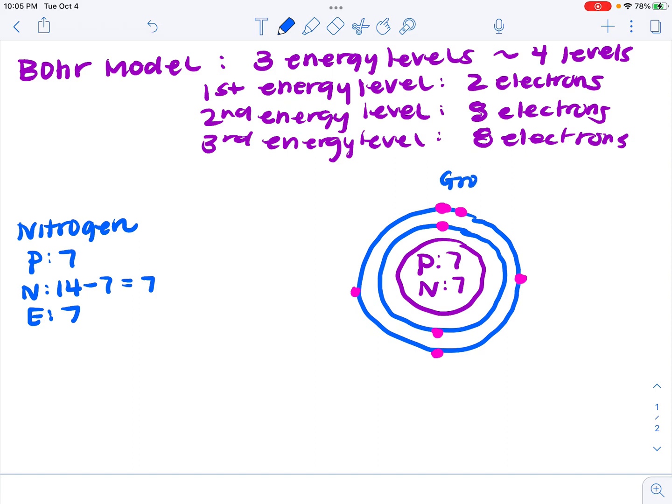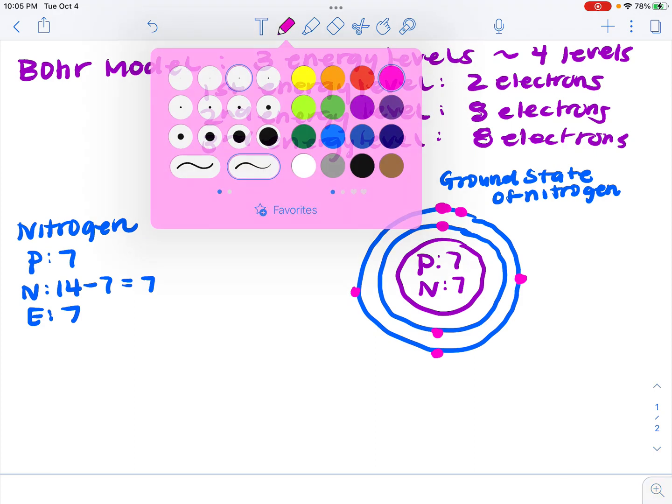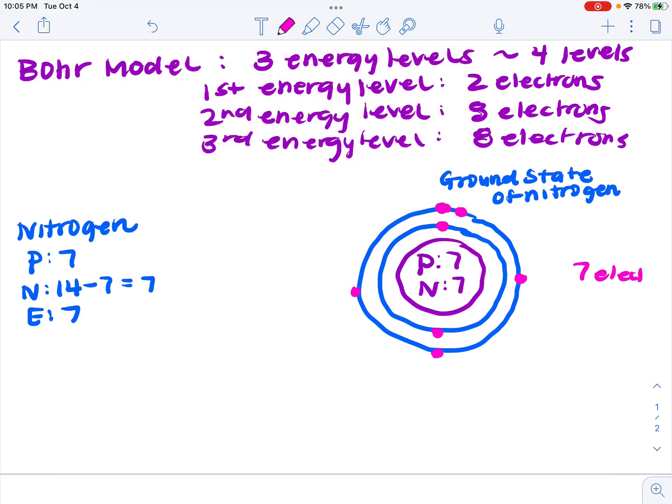This is what I mean by the ground state of nitrogen. The electrons are arranged normally. It has 7 electrons. There are 2 in the first energy level and 5 in the second energy level. This gives us a total of 7 electrons.